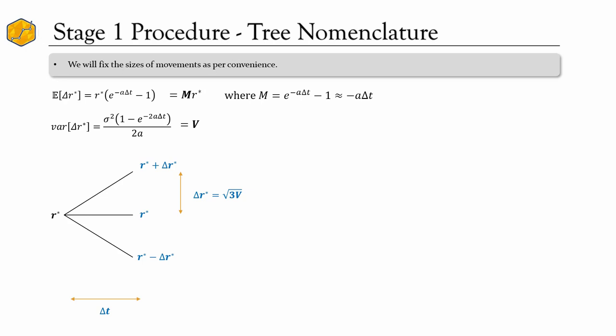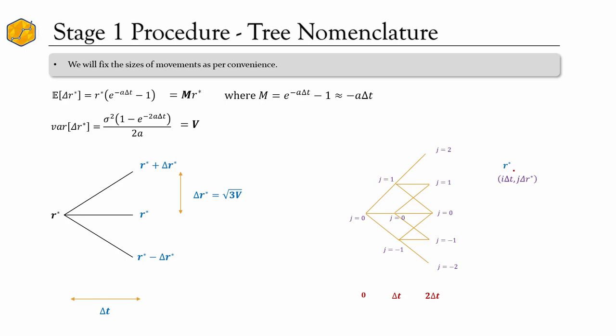Now let's understand the tree nomenclature a little bit. So let's say after i time steps, okay, R star reaches a node that is j times delta R star above the starting value, which is 0. Okay, 0 is the mean. And then right now we are considering after i time steps, the X coordinate will be i delta t, right? And the Y coordinate could be j times delta R star. See, delta R star is the size of one movement, either up or down. And then after a series of up and down movements, finally its location in terms of Y coordinate is j times delta R star, okay? And j of course can be positive, negative, also zero.